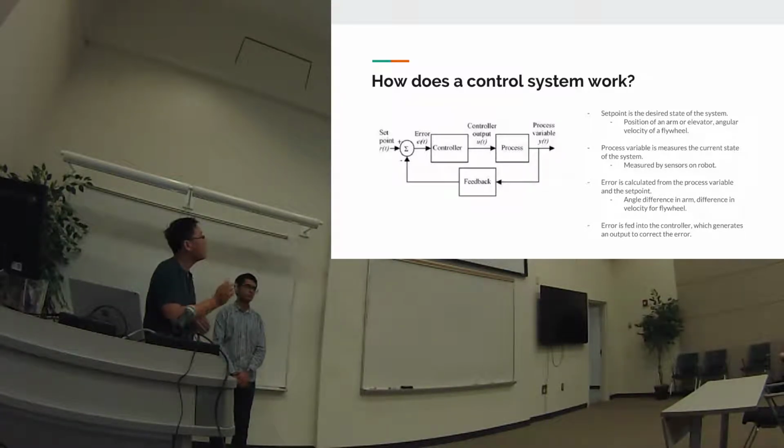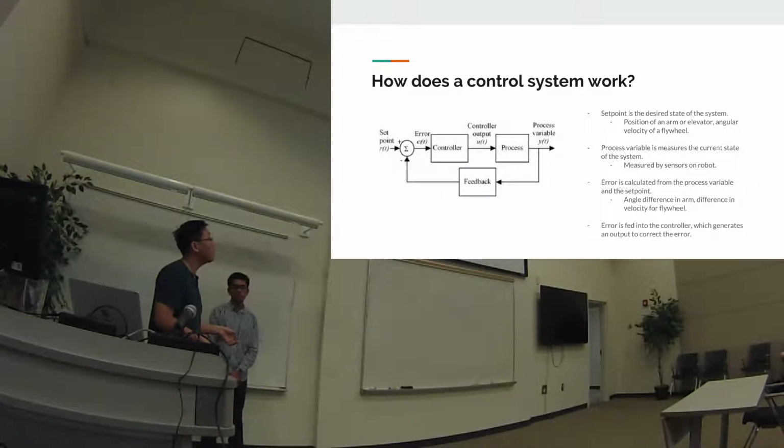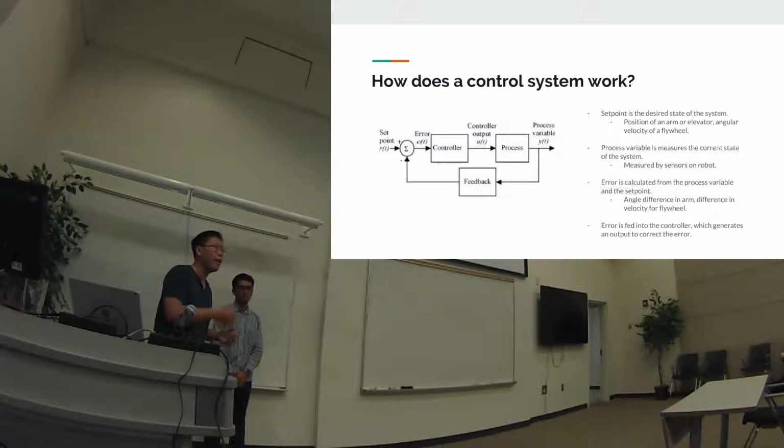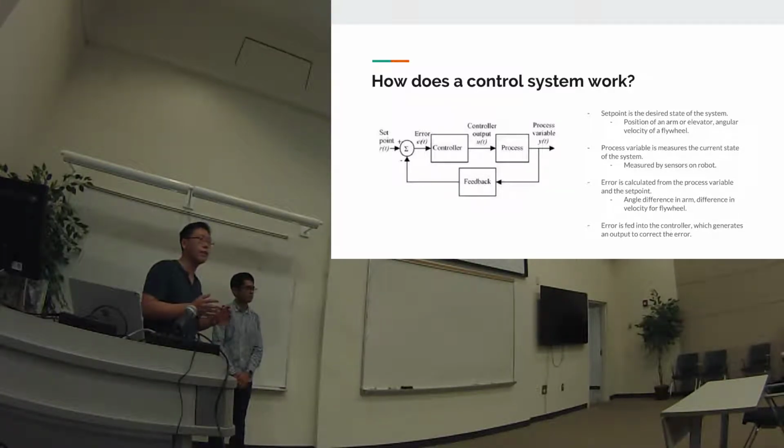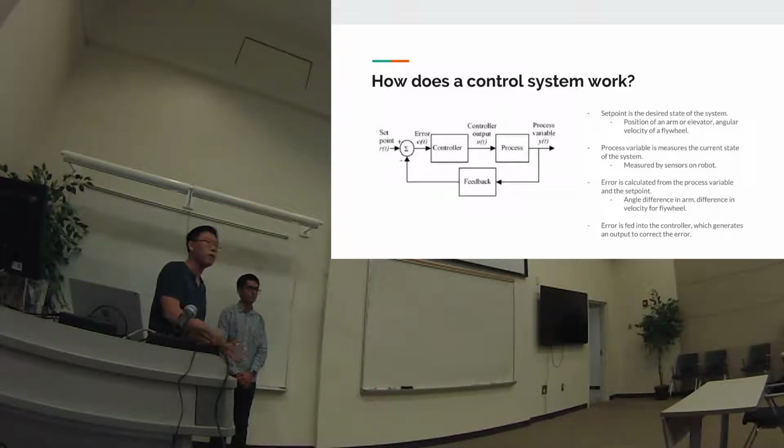Once that is calculated, it can be the angle difference from your set point in your arm, or it could be position error in your elevator. Once that's calculated, we feed that error into our controller. That can be different types, we'll go through them later. But the job of the controller is to take that error in and compute some output that we can send to the mechanism to correct that error. So in a general control loop, the goal is just to eliminate the error in the system between your measured value, your current value, and your set point.